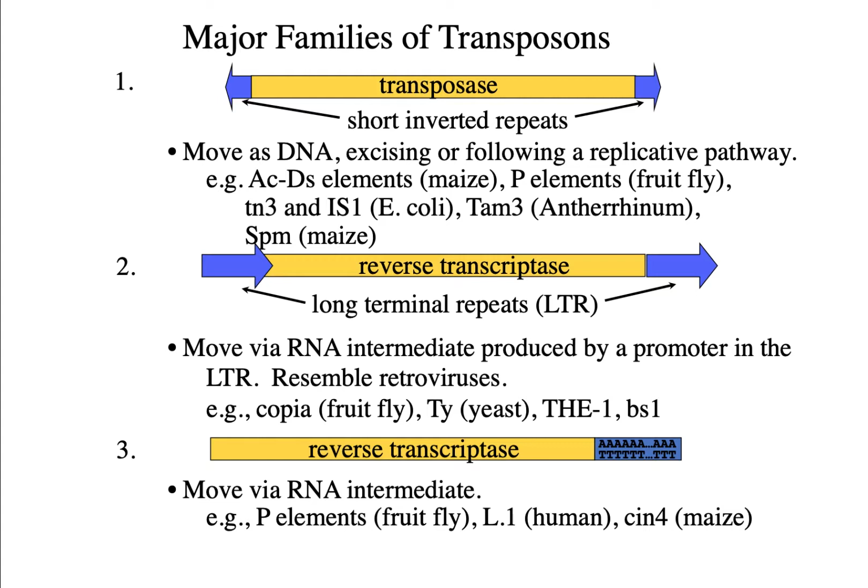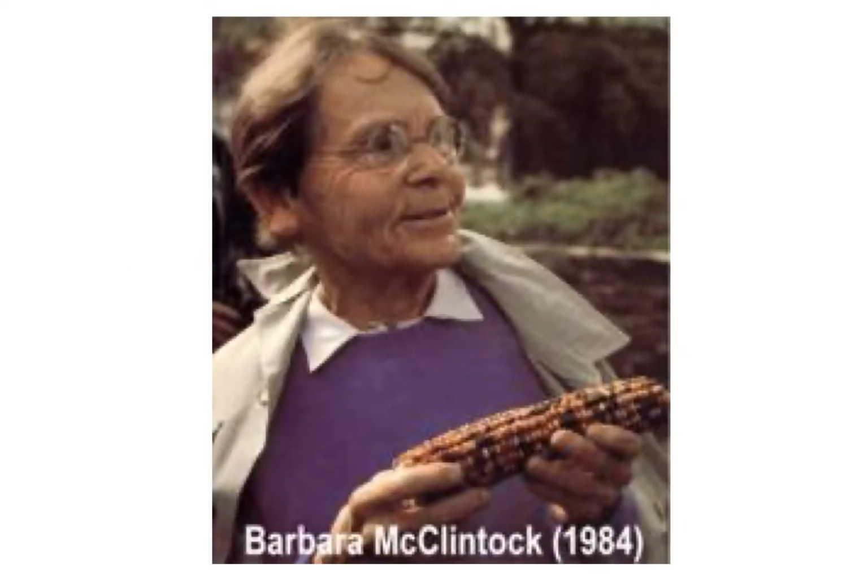The third group also encode a reverse transcriptase as well as other genes most of the time. And they appear to be, or their origin is from, a processed mRNA, and they have a poly-A tail already in the gene itself, or in the retrotransposon. They also move as RNA intermediates, and a few of these are P elements in fruit fly, L1 in humans, and SYN4 in maize.